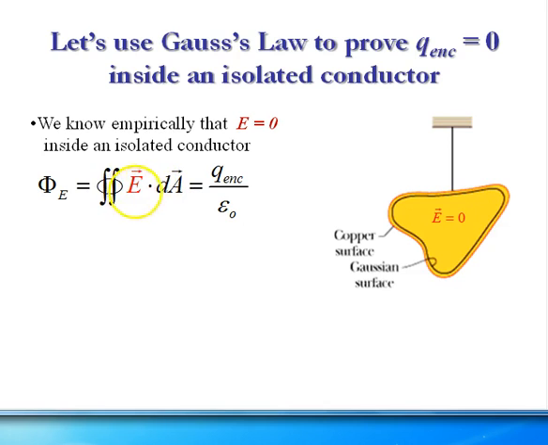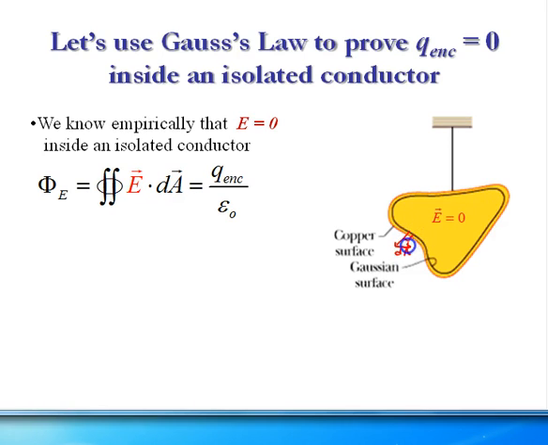This flux, this closed integral of E dot dA, is the flux through this Gaussian surface represented here in black. So we want to look at the electric field in the surface. Remember, our area vector always points outward and is perpendicular to our Gaussian surface.